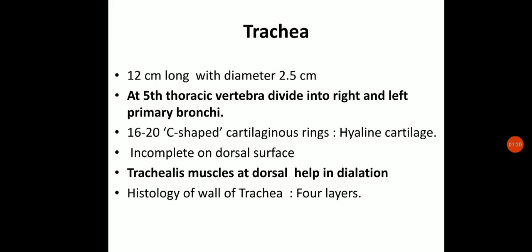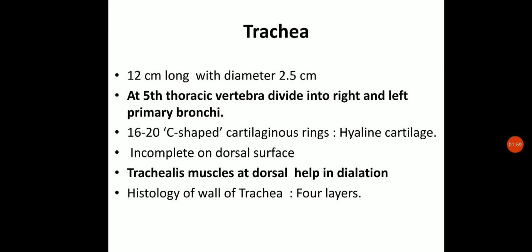In the complete length of the trachea, 16 to 20 C-shaped cartilaginous rings are present. These are rings which do not form a complete circle, so they are incomplete rings. These rings are made up of hyaline cartilage.